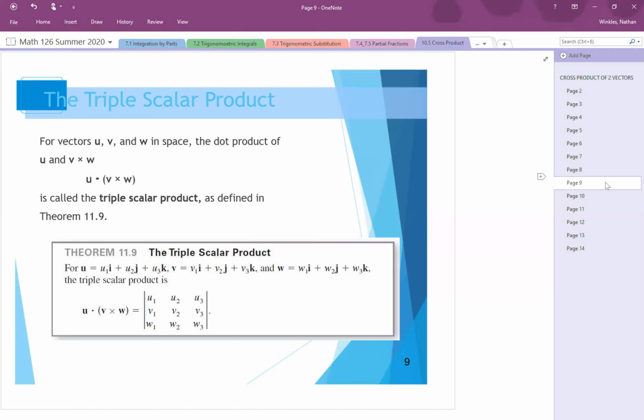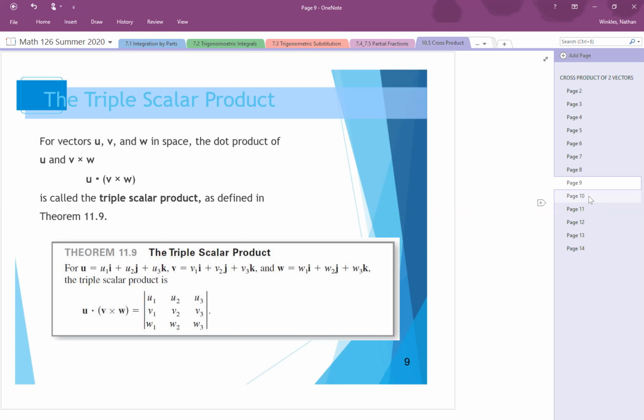For vectors U, V, and W in space, the dot product of U and V cross W, U dot V cross W, is called the triple scalar product, as defined in the following theorem. For U equals U1 I plus U2 J plus U3 K, V equals V1 I plus V2 J plus V3 K, and W equals W1 I plus W2 J plus W3 K, the triple scalar product U dot V cross W is given by the determinant with rows U1, U2, U3, V1, V2, V3, and W1, W2, W3. Basically, we're replacing the I, J, K piece of our cross product with the vector U1, U2, U3. We can still do cofactor expansion, except now instead of just having I, J, and K, we have values that we multiply by, which are U1, U2, U3.